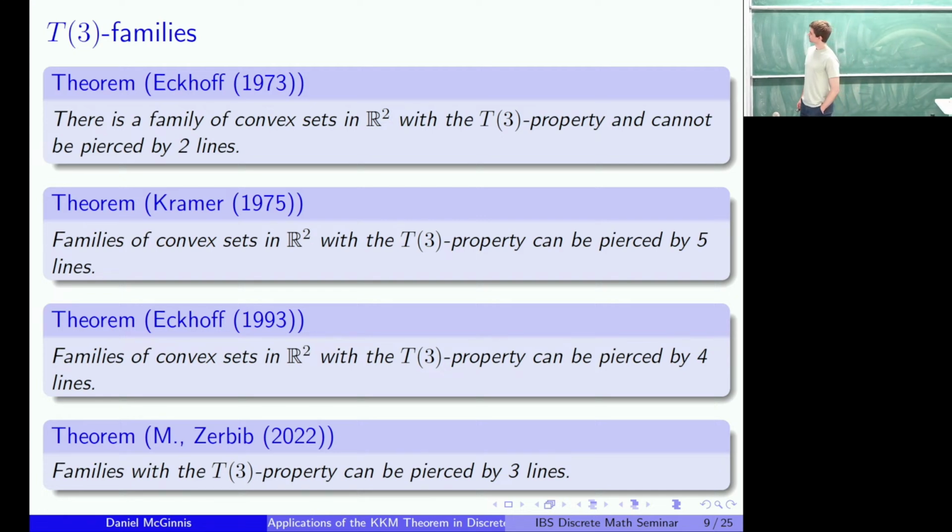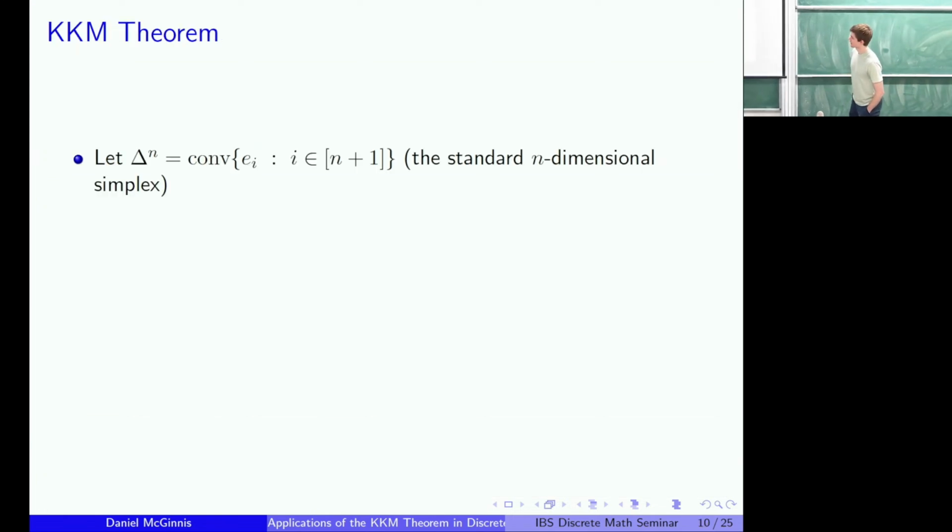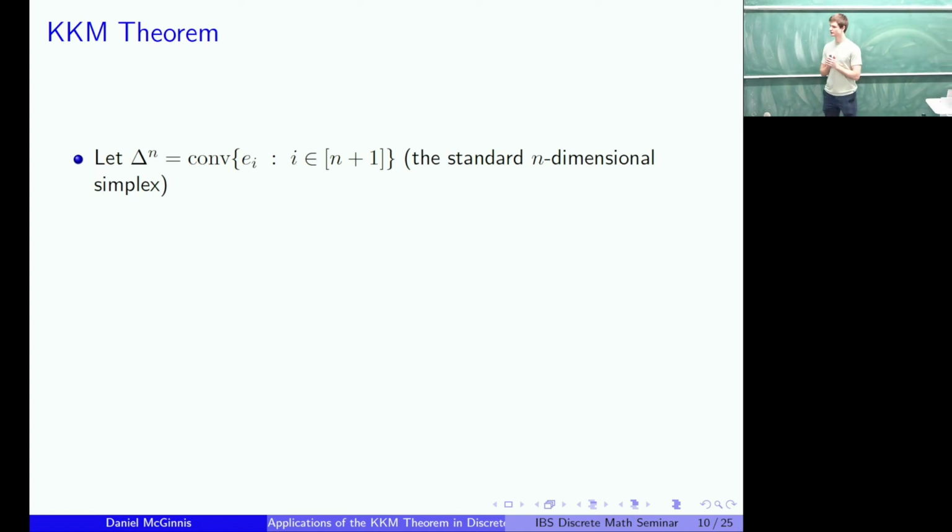Okay. So there's a couple of motivators for why this method might be useful in your own research as well. Okay, so now I'm going to say what the KKM theorem is, and I will explain through examples how the KKM theorem can be used.